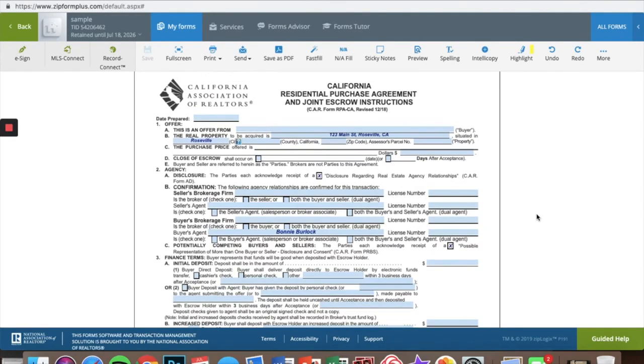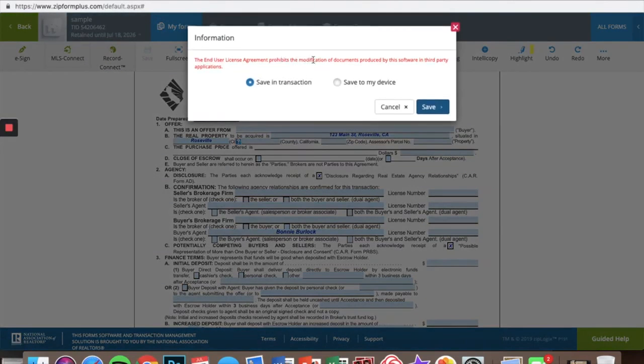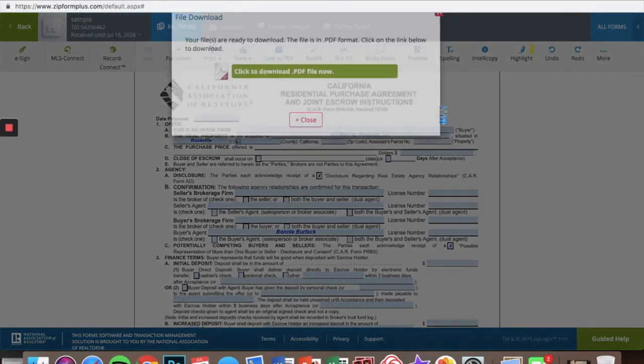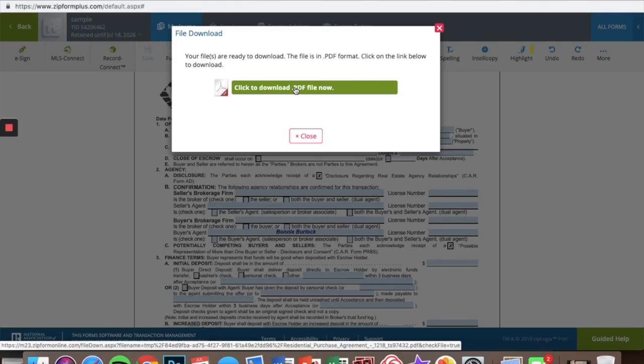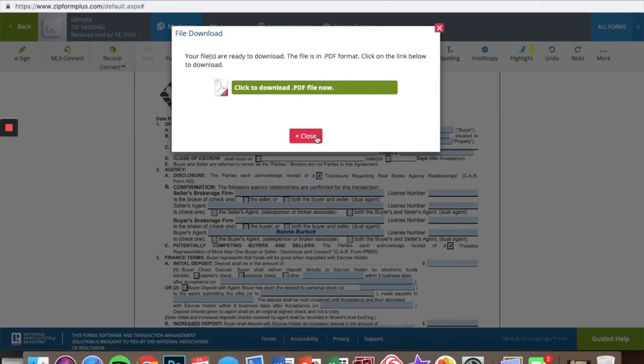When you're done filling everything out, you'll select Save as PDF at the top of the screen. Then you'll select Save to My Device, and then select Save. When you see this page pop up, you're just going to double click the Click to Download PDF file now, and it'll be downloaded to your computer.